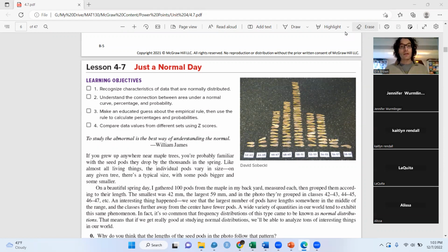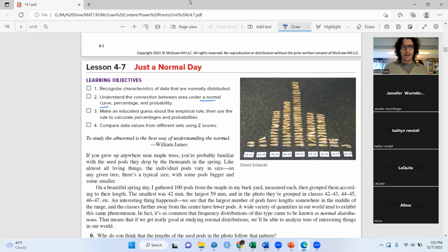It's quite useful. We're going to understand that there's a connection between area under a normal curve. So we're going to figure out what all that means. And then that connection and the percent and probability. So we're connecting that probability back to section 4.1 that we talked about. And then we're going to get a basic understanding of the empirical rule, which is what you're using in the project. And we're going to learn what a z-score is, all this mess.